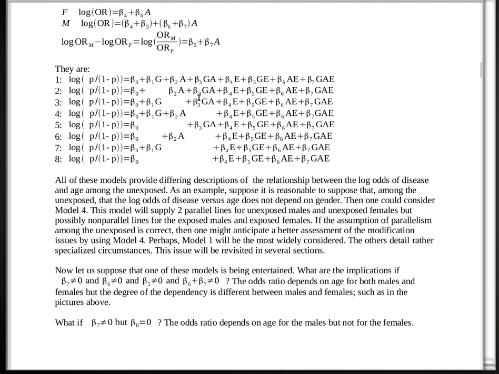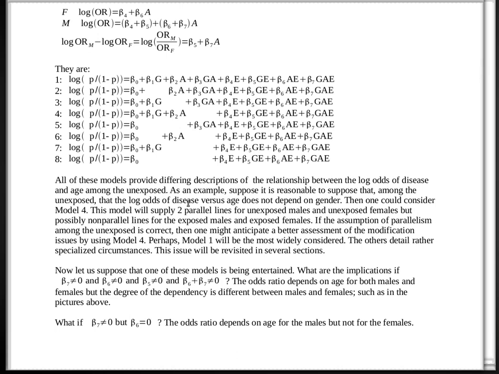The term beta 3 is enabling the fact that it is possible, in model 1, for example, that the two lines for the unexposed are possibly not parallel. However, with model number 4, there's an assumption of parallelism among the unexposed.